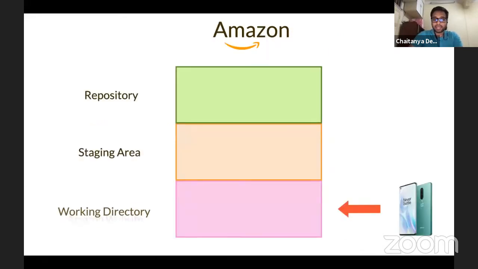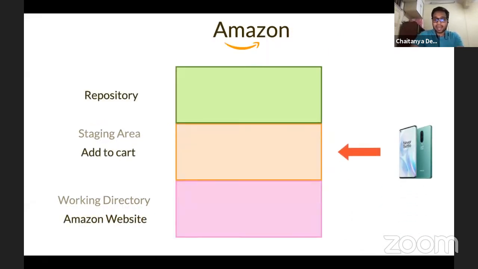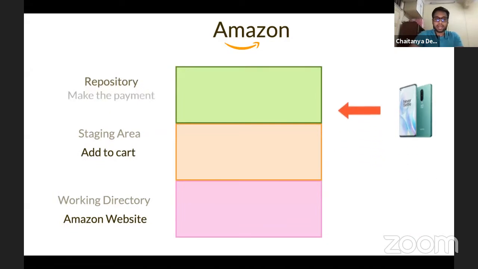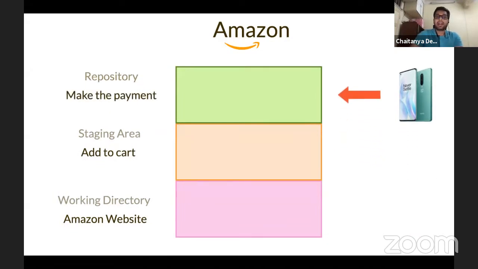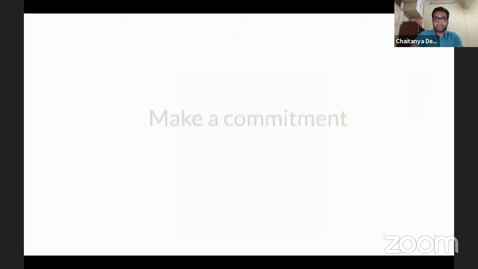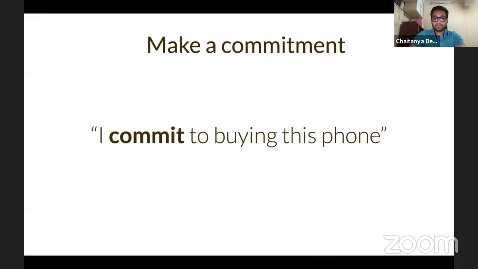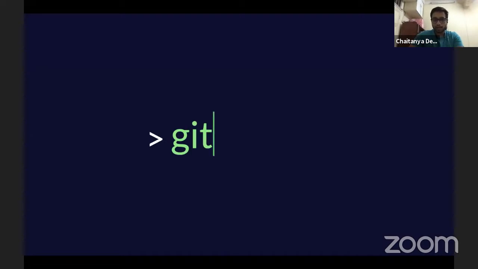I'm just going to show this to you again. I go to the Amazon website, I add the phone to the cart, and then I make the payment. I go to my Git repository, I add it to the staging area, I move it to the final level, which is make a commitment. So how do we make that commitment? In Git, you use something called git commit.